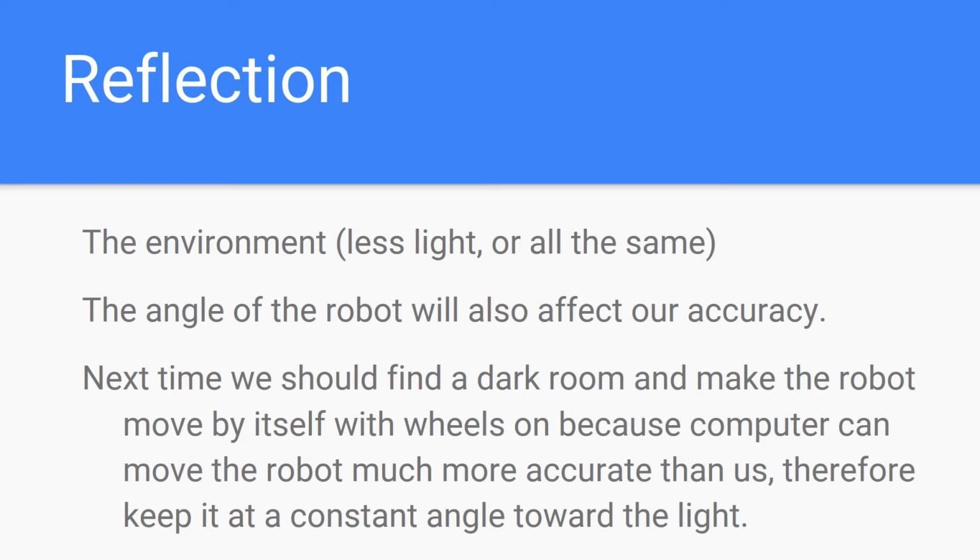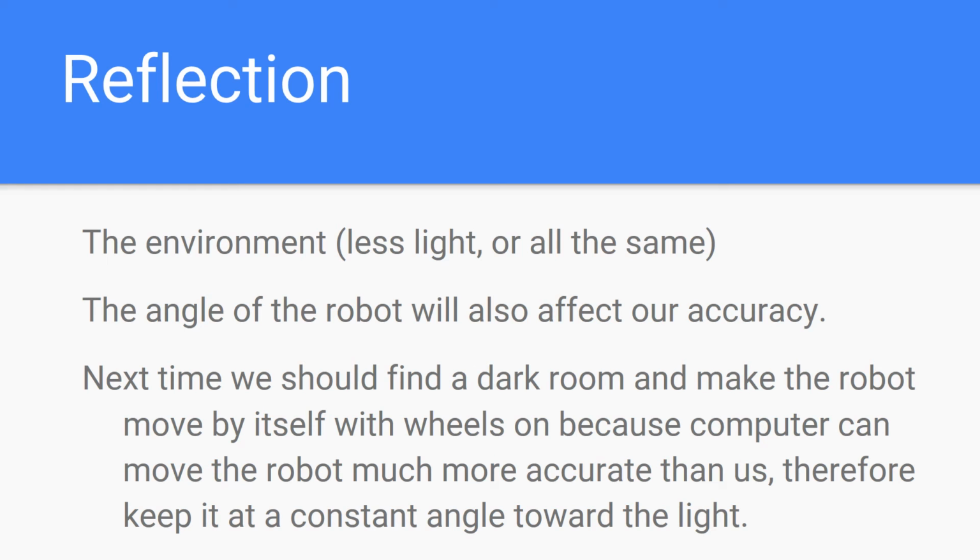For our reflection after the experiment, we think there are a few things that we can improve. First of all, the data may be inaccurate because of the light from the environment. We should either find a way to keep it all dark or just put it in a lit room so that all experiments have the same condition.